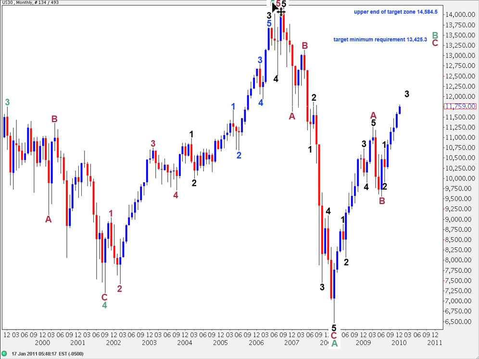We certainly can see this upwards piece of movement as an impulse with a 1, 2, 3, 4, 5. And this downwards piece of movement is most easily counted as a correction. Now we have an A, B, and then within C, 1, 2, 3, 4, 5. I actually prefer labelling the subdivisions in this way.